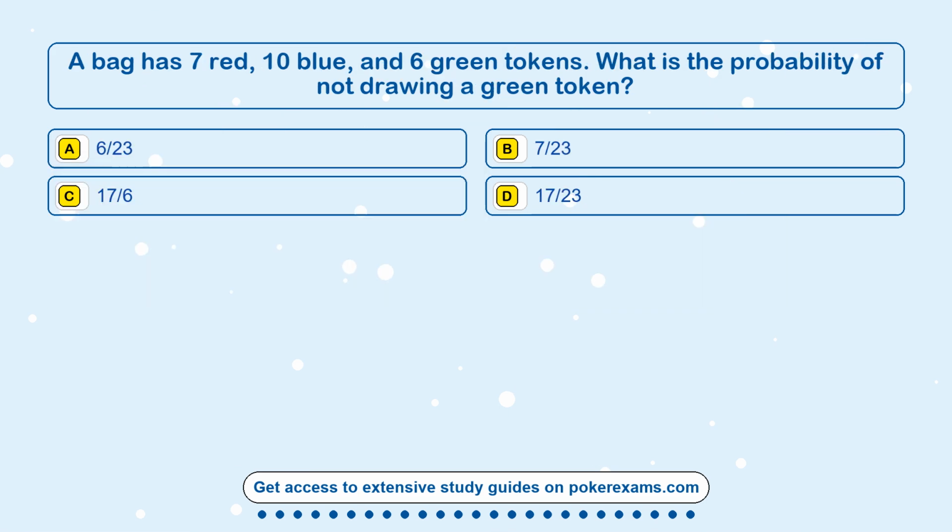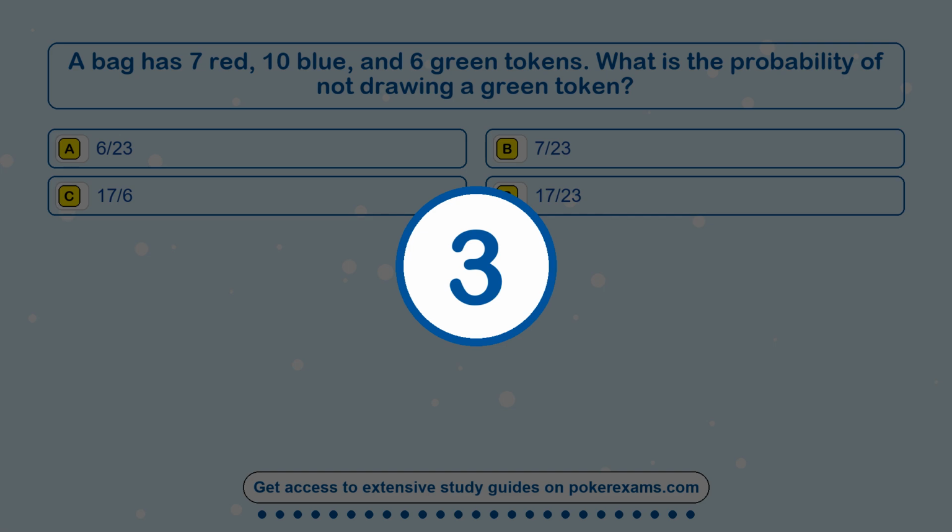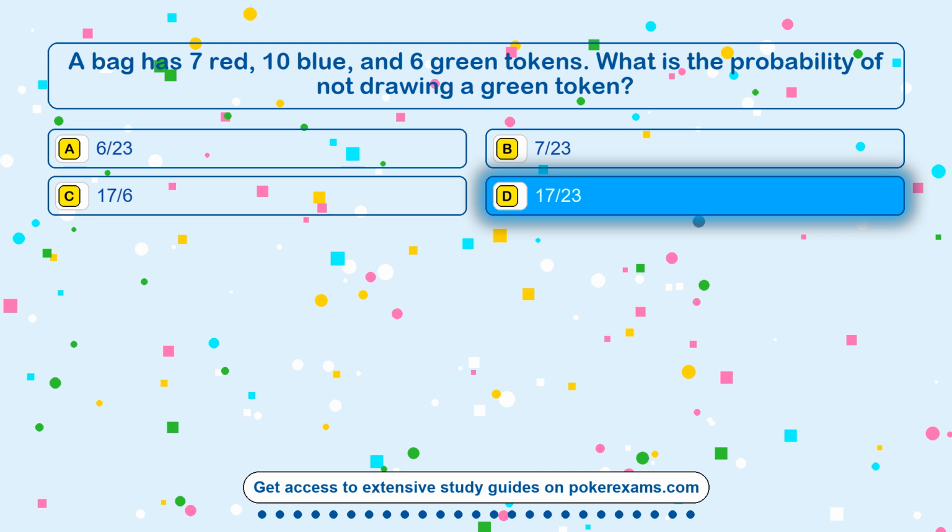Question 22. A bag has 7 red, 10 blue, and 6 green tokens. What is the probability of not drawing a green token? Option A 6/23. Option B 7/23. Option C 17/6. Option D 17/23. The correct answer is option D, 17/23.